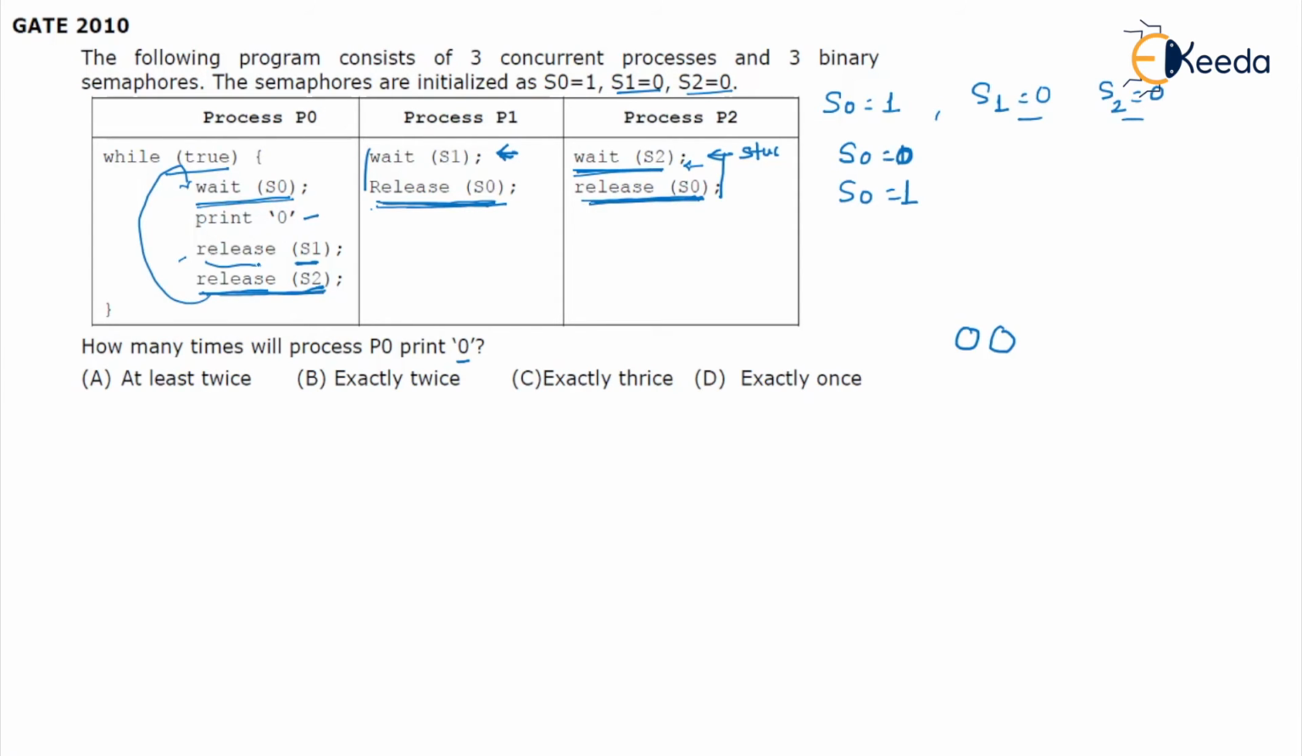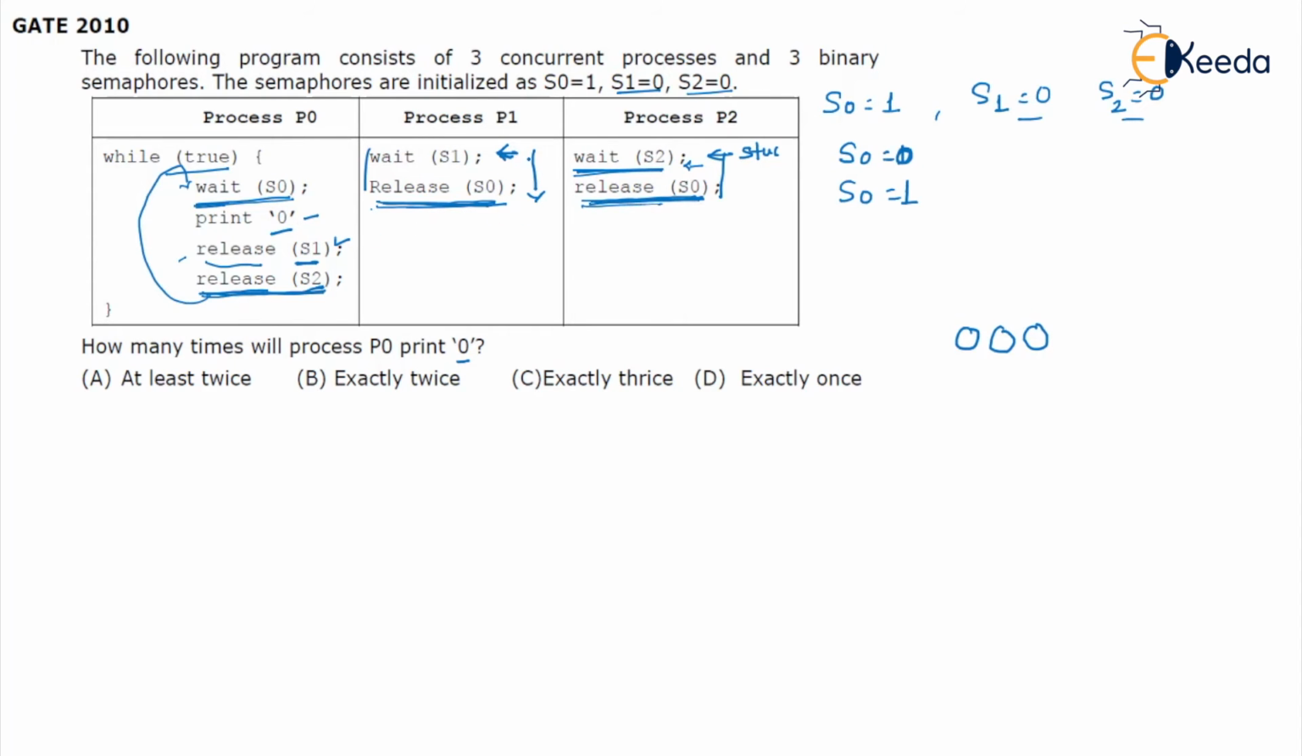Again it will release S1, again release S2. No issue, no problem with this, because this will not enter again, and the wait will again be successful, and the third value will be printed here. In this case it is 3 zeros. So this sequence: first 0 will be printed, then it will release S1, then P1 is executed completely. I am not going to P2 right now.